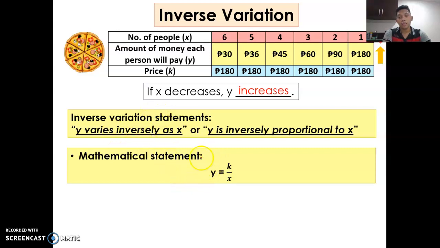Now, what does it mean? There is some number x dividing a constant k, which equates to y. Or y is equal to some number x dividing a constant k. Okay? So how do we get that? From this one, x times y equals k, we just derived it. Then we come up with y equals k over x.